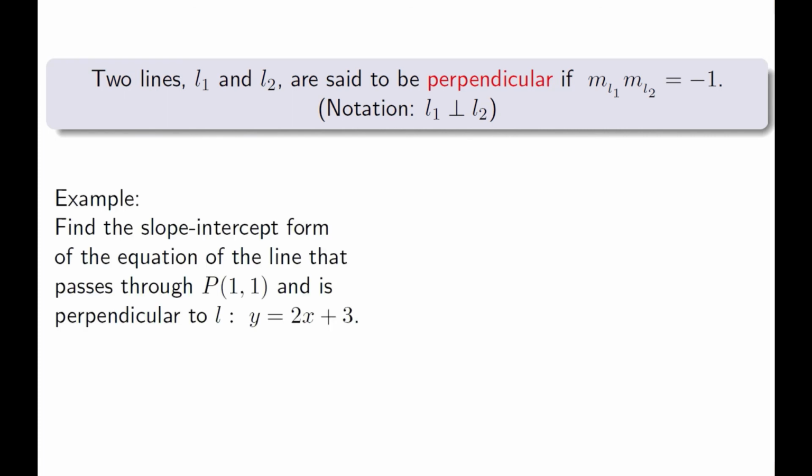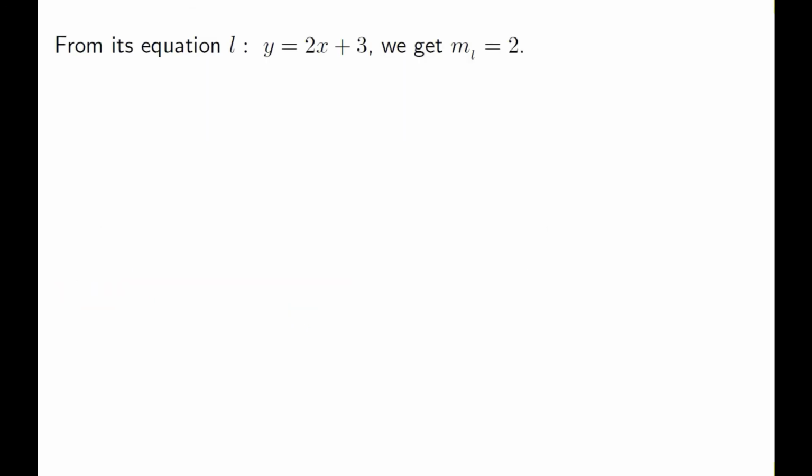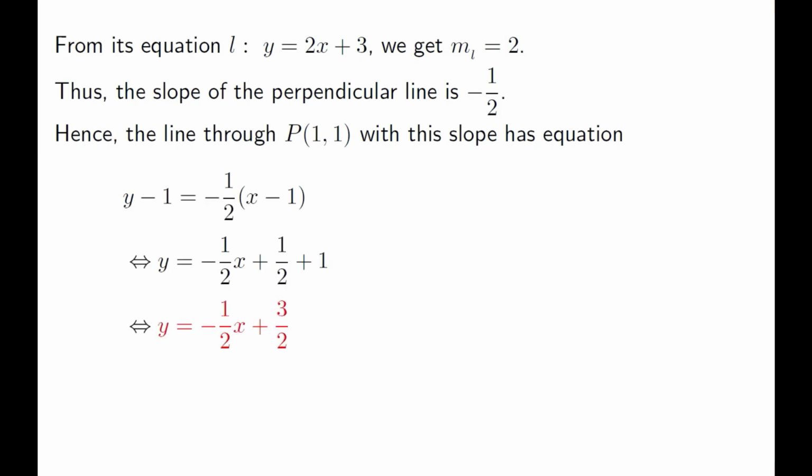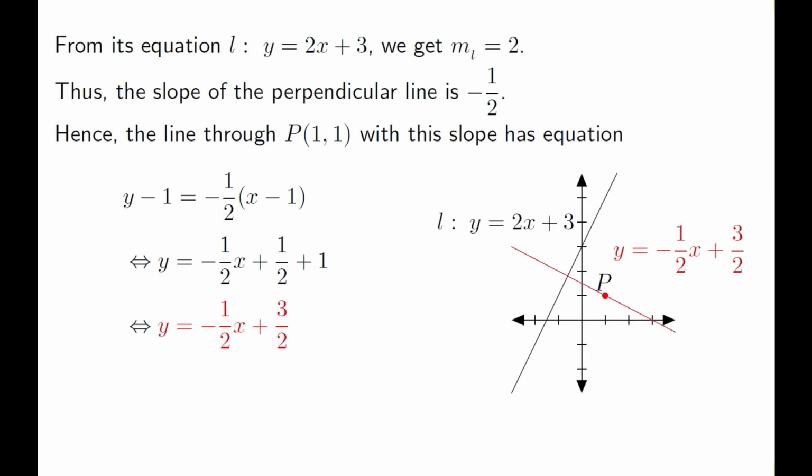Consider again the same illustration. So we have line L, a point P outside of L, and a line perpendicular to L passing through P. Since the slope of L is 2, it follows that the slope of the line perpendicular to it is -1/2. Hence, the line through P with this slope has the equation y equals -1/2 x plus 3/2. So we're done. Take a look again at the sketch in the Cartesian plane.